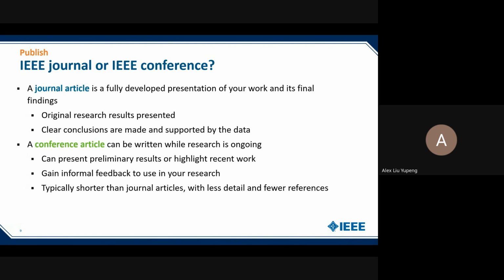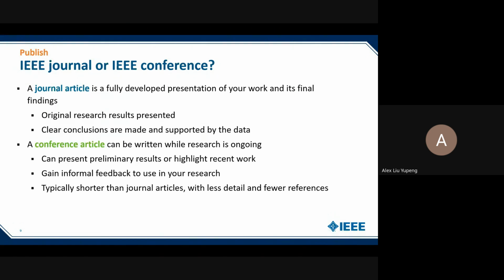The difference between a journal paper and a conference paper is that a journal paper requires a clear conclusion with a final finding, which means you have a research proposal, you have your results, you have your problem solved. But a conference article can be written while your research is ongoing, because a conference article will just present preliminary results of recent research work.